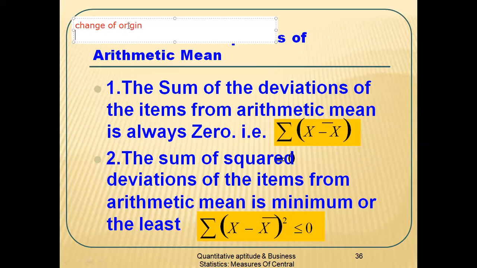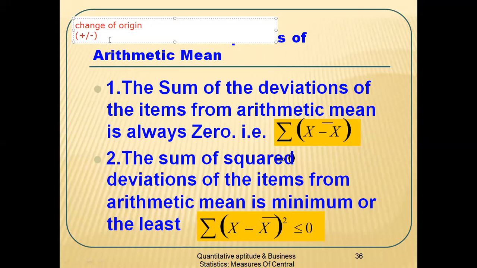The fundamental operations of mathematics are addition, subtraction, multiplication, division. So under change of origin, we include two important things, addition or subtraction. The next concept is change of scale. There we include two important concepts, that is multiplication or division.